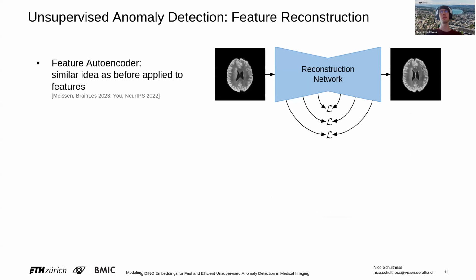Similar to the image reconstruction networks, there also exists an adaptation of feature reconstruction networks, where instead of training a model to reconstruct the images or normal images, these models are trained to reconstruct the intermediate features in an autoencoder. And similar as before, anomalies should then show differences within the features of the encoder and the decoder, and can be found with that.